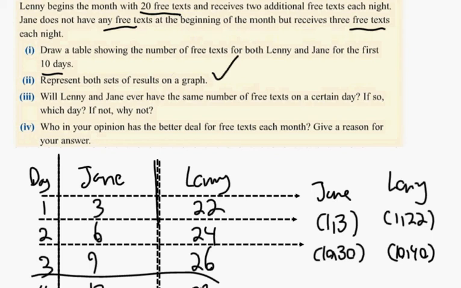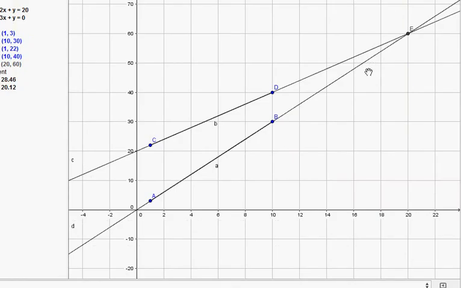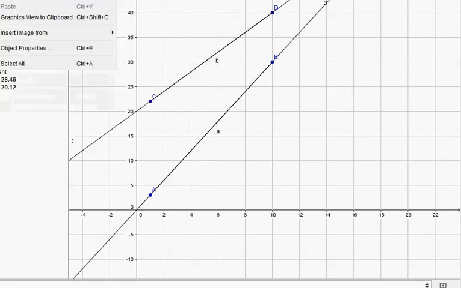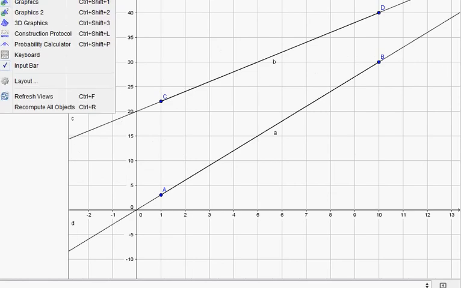Represent both sets of results on the graph. Your graph will look something like this here. Now, there is one thing I forgot to do here. You don't join up to (0, 0). So, I'll just keep on doing this for a second.